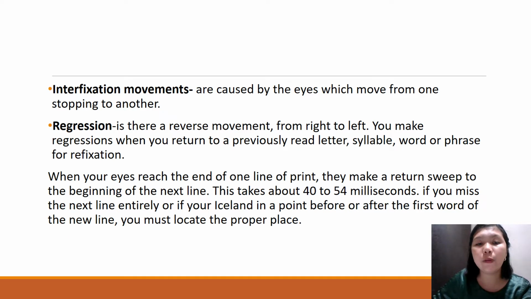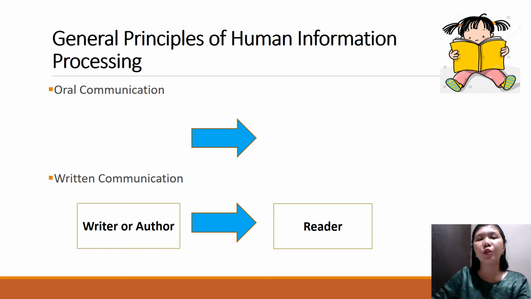So, if you miss the next line entirely, or if your eyes land on a point before or after the first word of the new line, you must locate the proper place. This requires refixation. Next is the general principles of human information processing.